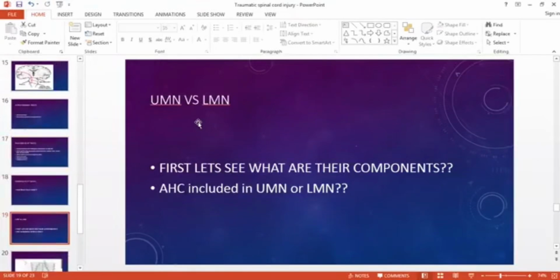Now let's discuss upper motor versus lower motor. Before discussing upper motor neuron versus lower motor neuron disorder, we need to understand what is included in upper motor neuron and what is excluded in upper motor or lower motor neuron. For understanding the upper motor neuron, we again need to go towards the same schematic diagram which we use for the corticospinal tract.